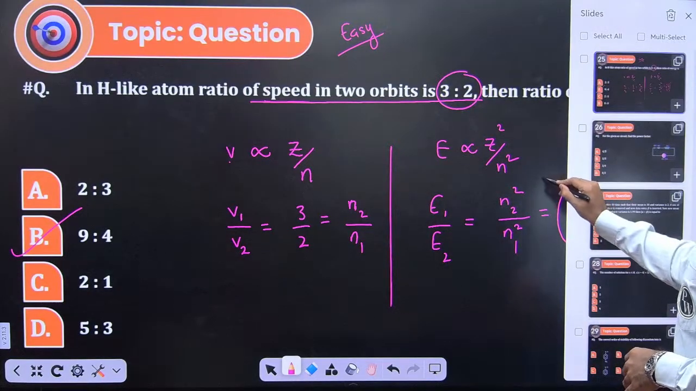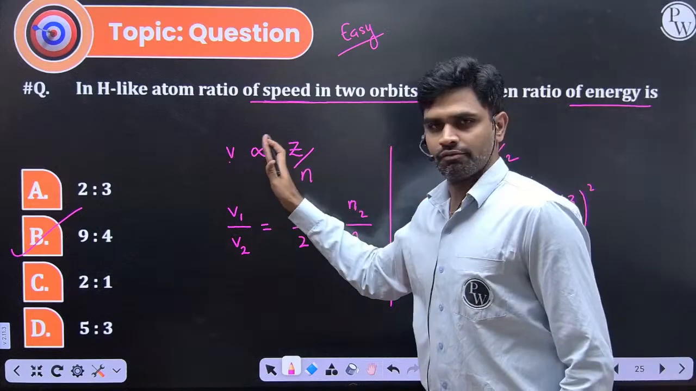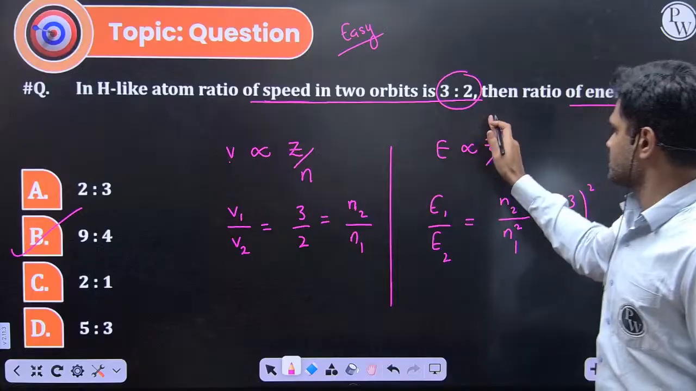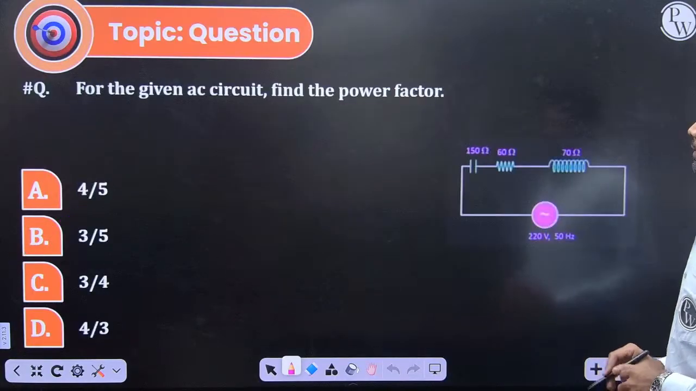Next, we'll move to the next question. This was a simple question. Velocity ratio is given. Velocity is Z by n. Energy is Z square by n square. We'll move to the next question.